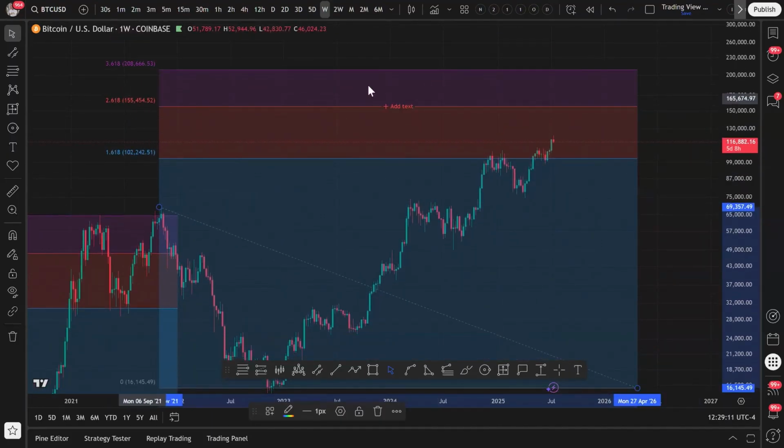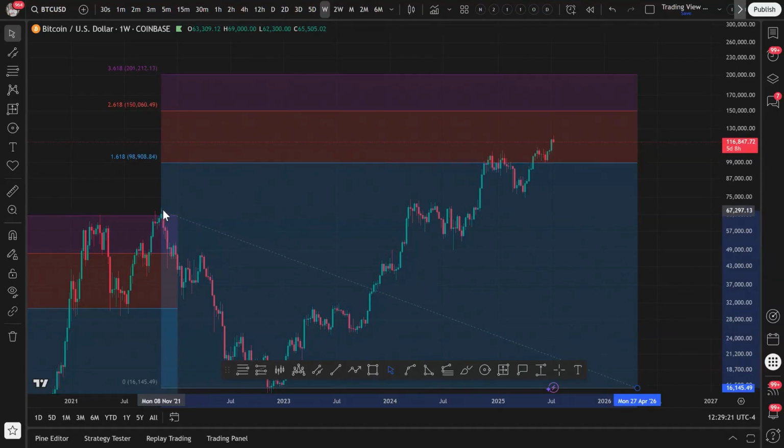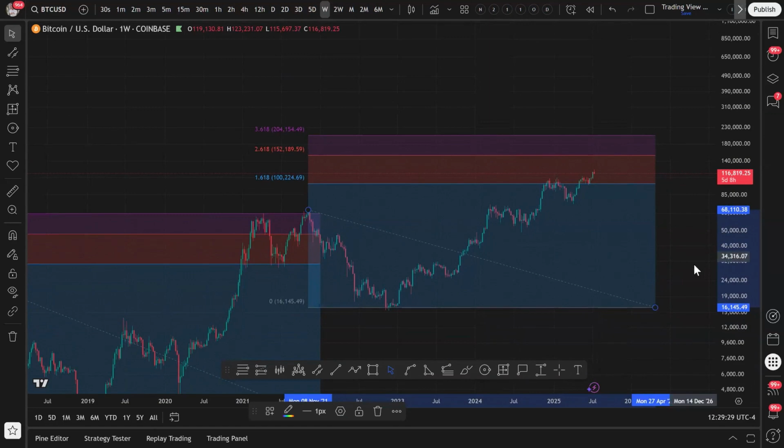The next one, the 2.618, puts us right at 150,000-ish. A little bit of a throw over there. You can see my other studies on where I think things are going, 150K and then 200K. So it's right in that region, 148 and then 200,000. So that's just an overall lesson of Fibonacci.